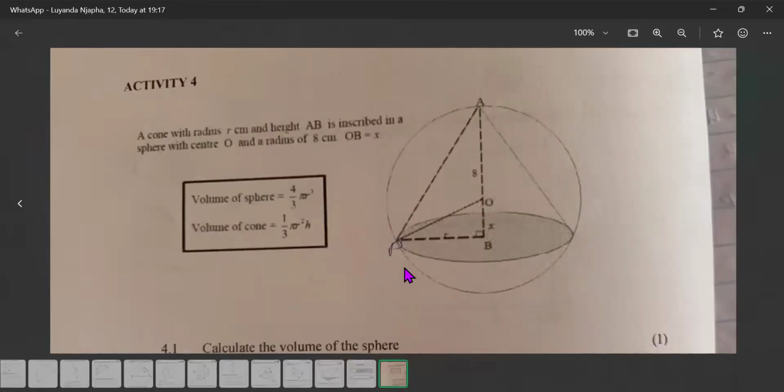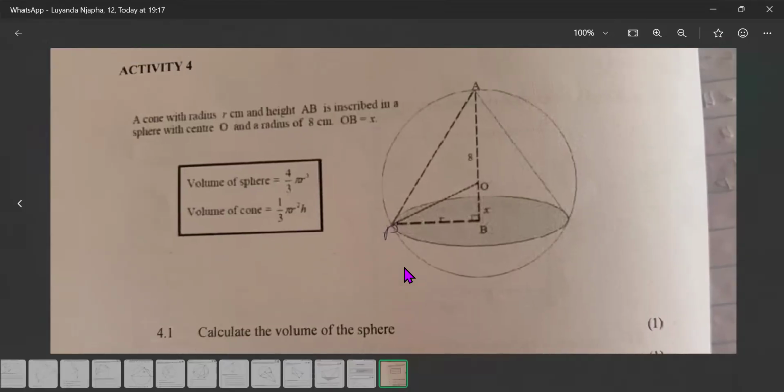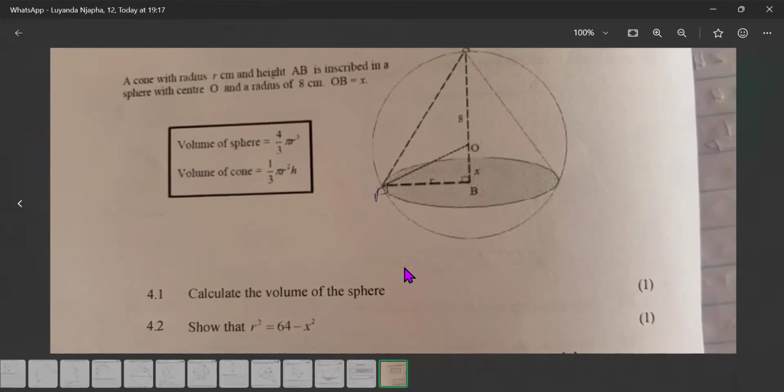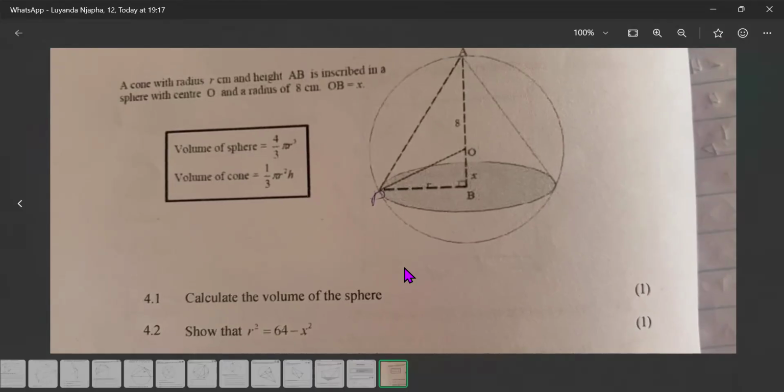Right, so let's give it a good look. They say a cone with a radius r centimeters and a height AB is inscribed in a sphere with center O and a radius of 8 centimeters. Then they say OB is equal to X.